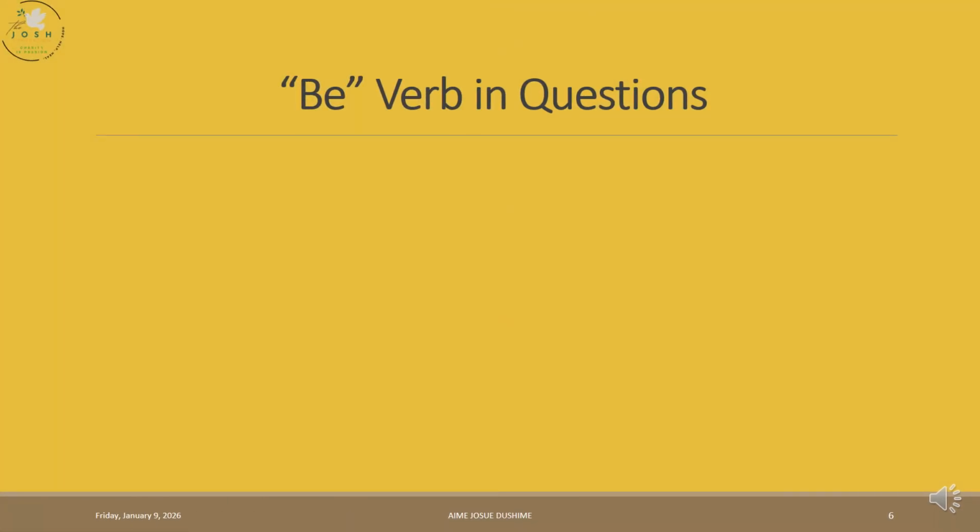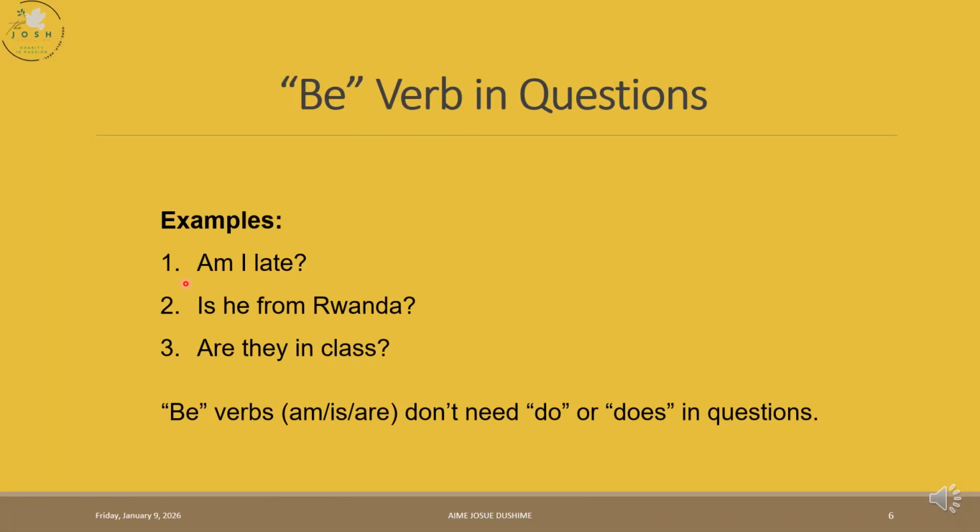See the be verb in a question. We have "Am I late?" "Is he from Rwanda?" "Are they in class?" The be verb doesn't need do or does in a question. You see in all these questions, we don't have do, we don't have does. It's not necessary to be there because we are using the auxiliary verb to be.